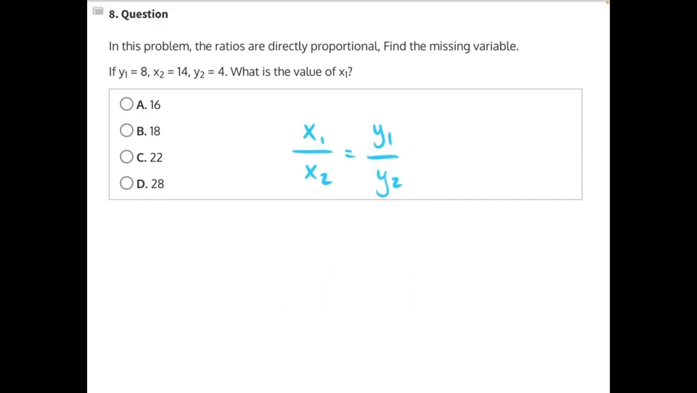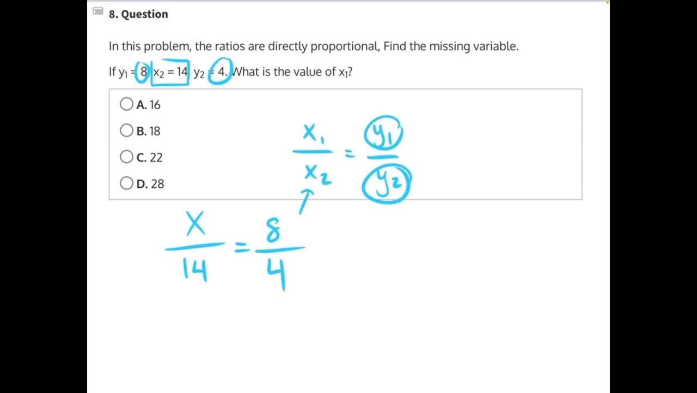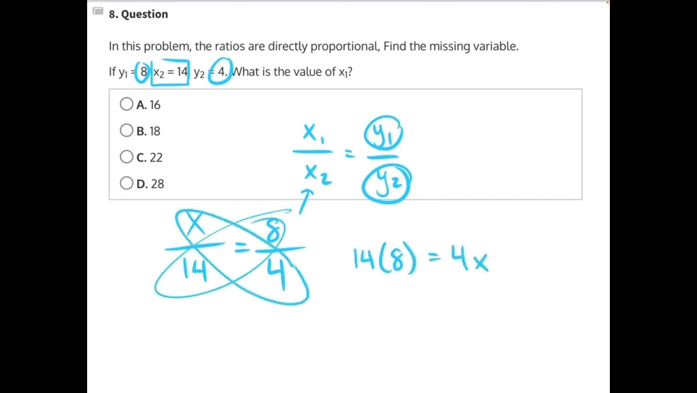So x1 is our unknown. I'll leave that as x1 over x2, which is 14, equals y1 is 8 over y2 is 4. And now we can cross multiply. 14 times 8 is proportionally equal to 4x.